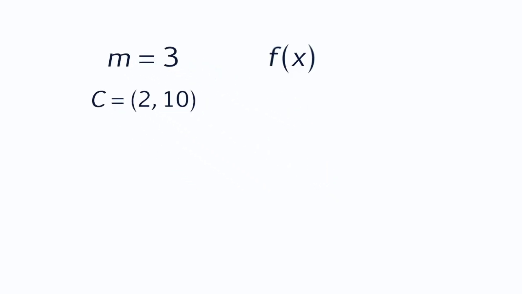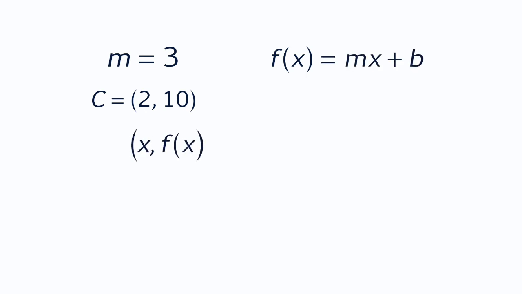First off, recall that any point on the graph can be written as x, f of x. Let's look closely at the function. f of x equals mx plus b. Until now, you've inserted values for m, x, and b to solve for f of x. But you can also insert values for f of x and m to find b.